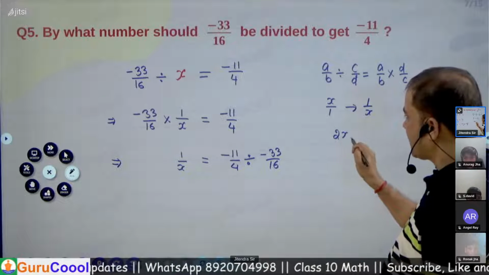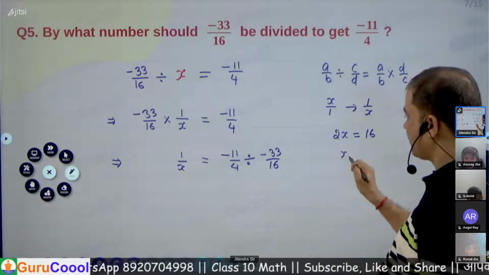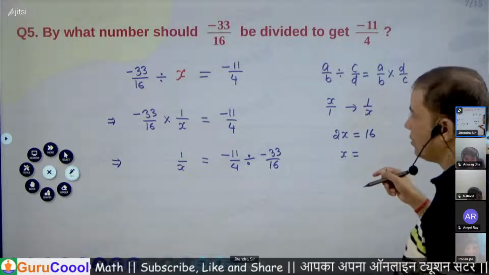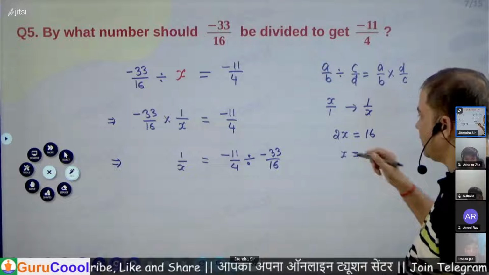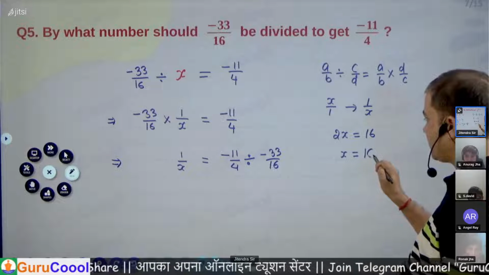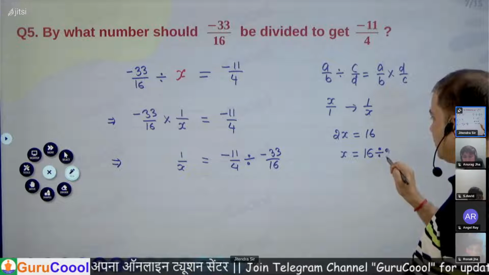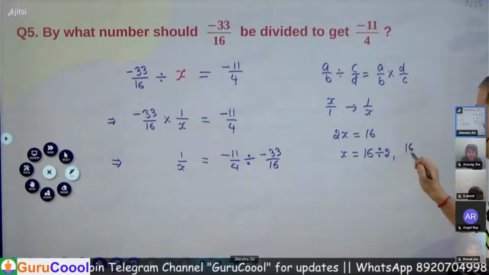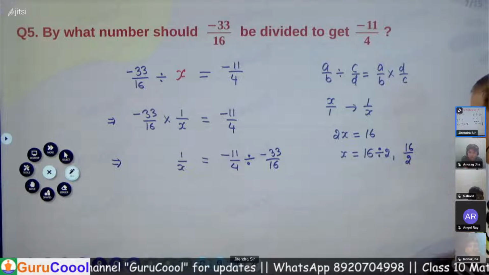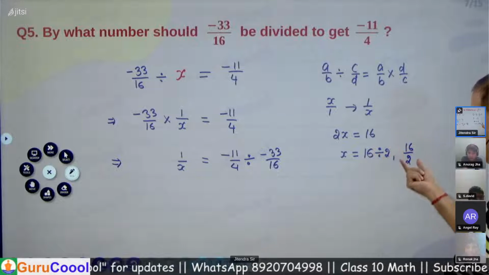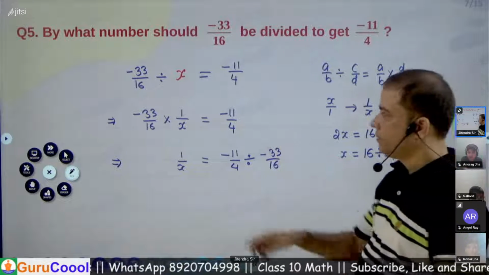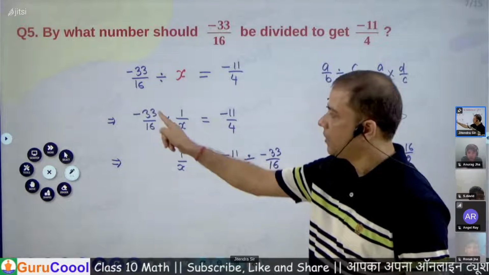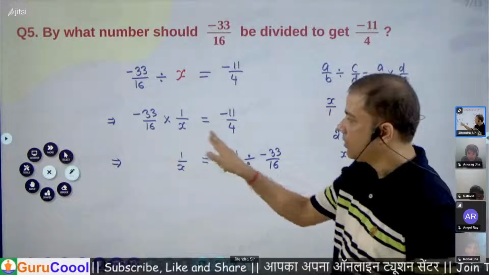Same as this. If you have 2x is equal to 16, what do you write for x? What do you write for x? 8. No, wrong answer. It is 16 divided by 2. You can write 16 divided by 2. Yes or no? Yes, sir. Or you can write 16 by 2 like this also, they are same. You write 16 divided by 2 or you write 16 by 2. That's the same thing. This is what I did here. This number, just like 2 was multiplied with x, here this number is multiplied with 1 by x. I took this number to the division here.